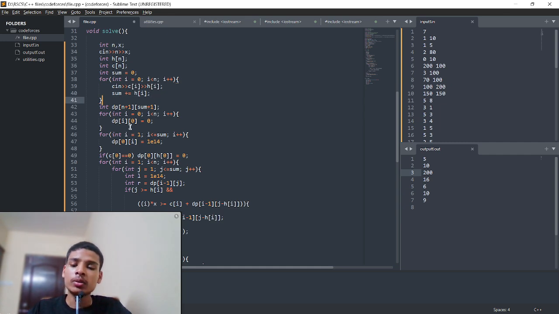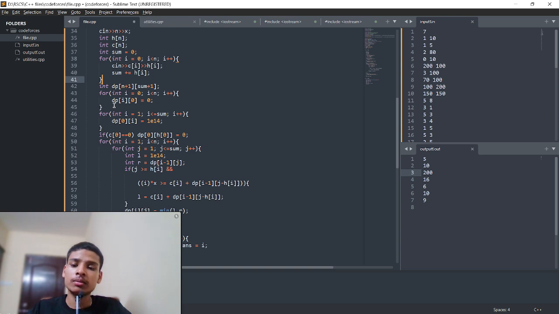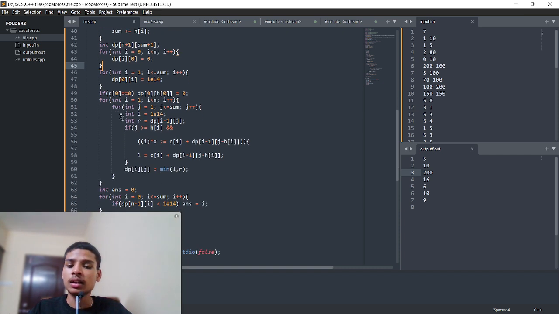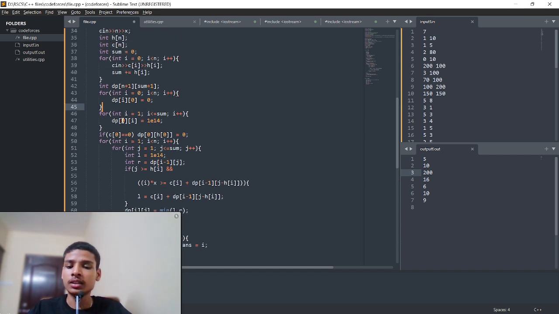Now, you know one thing: if your happiness is 0, then in any month, you cannot spend any amount. Yes, this is the truth. You cannot spend any amount if your happiness is 0. And also one thing, please listen carefully: if none of the months has passed, you cannot be happy. So simply assign a very big number.